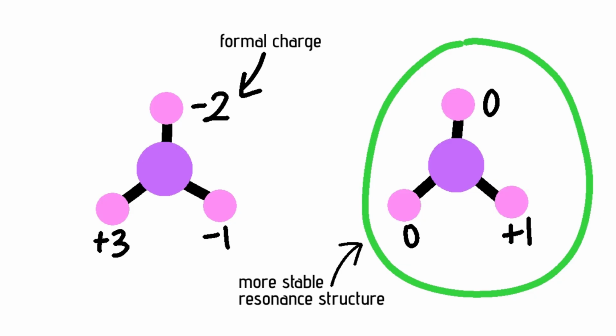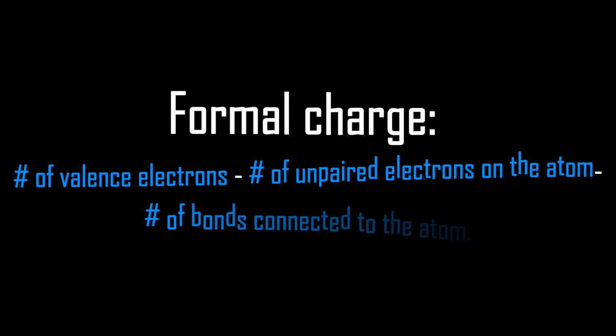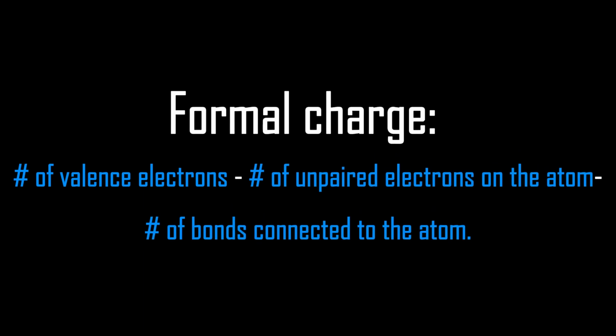This indicates that the atoms in a particular molecule are pretty neutrally charged, making the structure generally more stable. And now is the time where I stop blabbering and tell you how to actually find the formal charge for an atom. For an atom in a particular molecule, you can calculate the formal charge by subtracting the number of unpaired electrons and bonds connected to the atom from the atom's number of valence electrons.